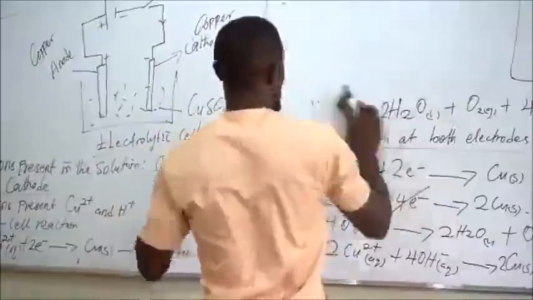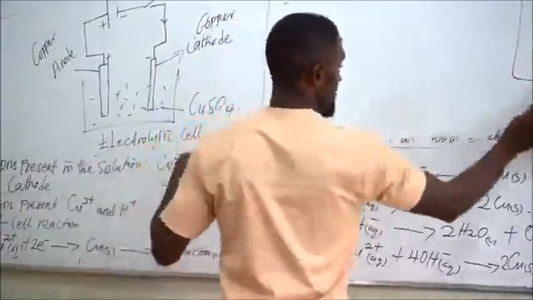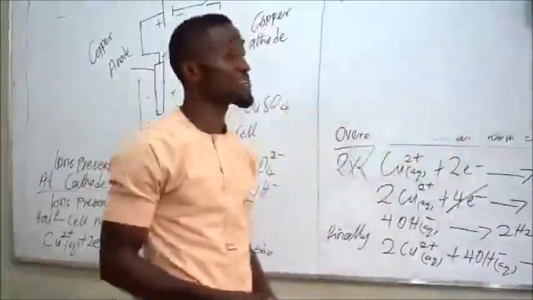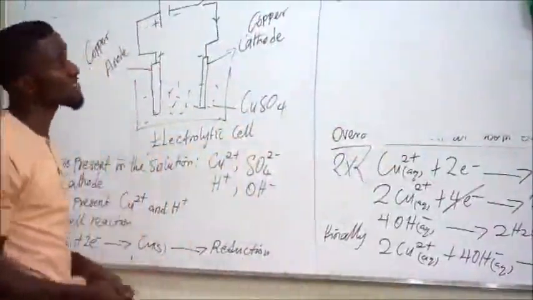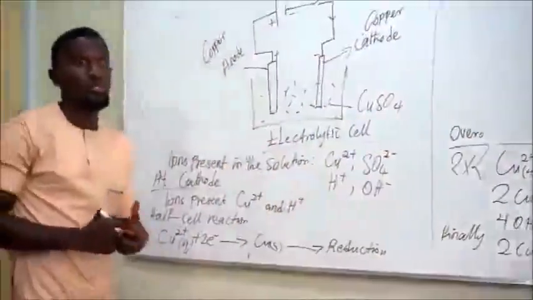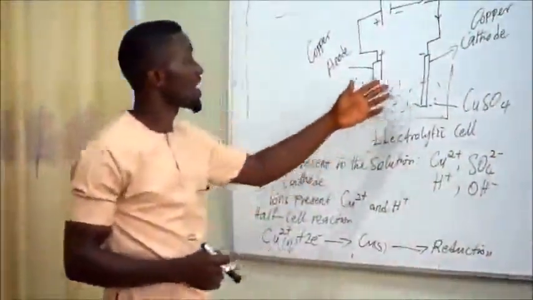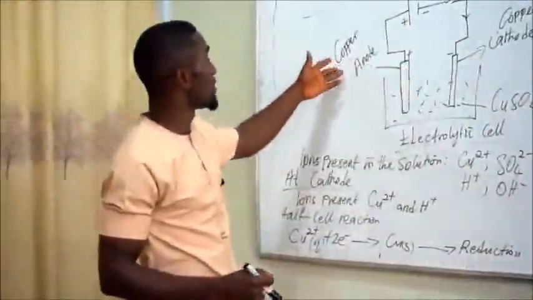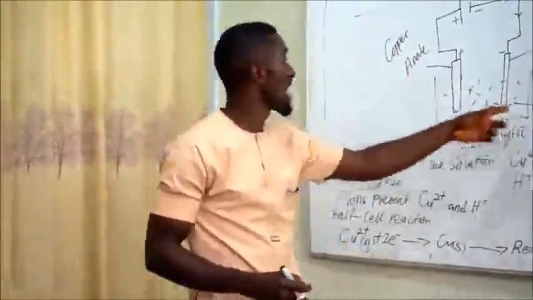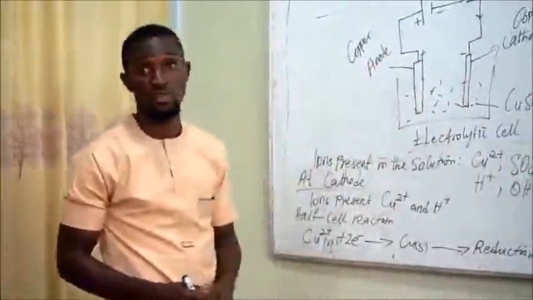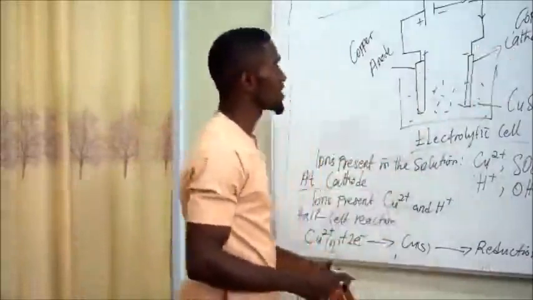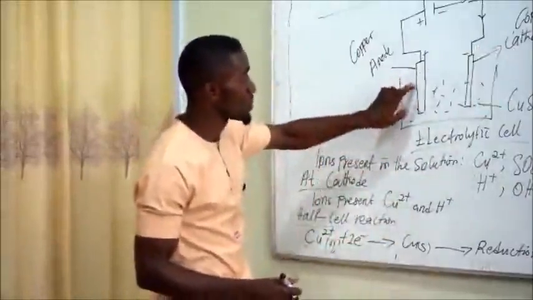At the anode, the ions present will be sulfate ion and hydroxyl ion. But the half cell reaction will not be the same, because we are using a sort of metal anode. The electrolyte is copper sulfate and the anode is copper anode.